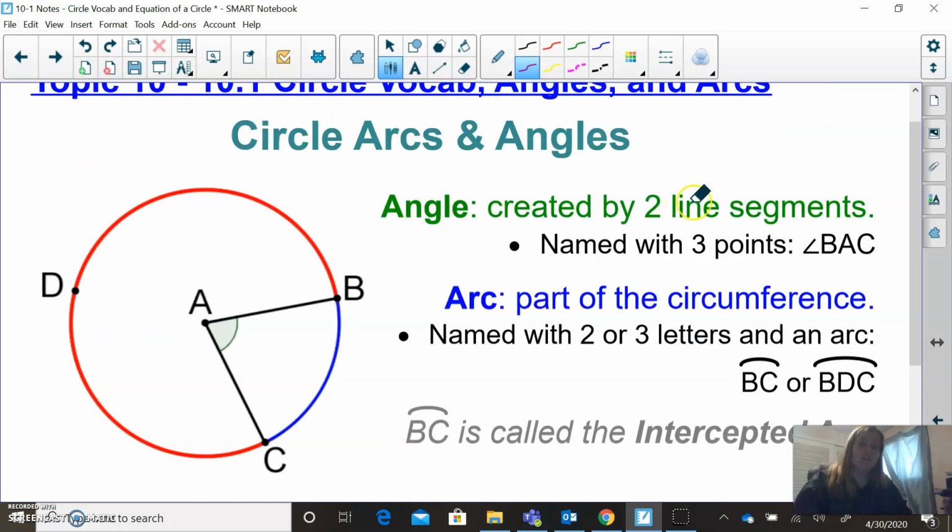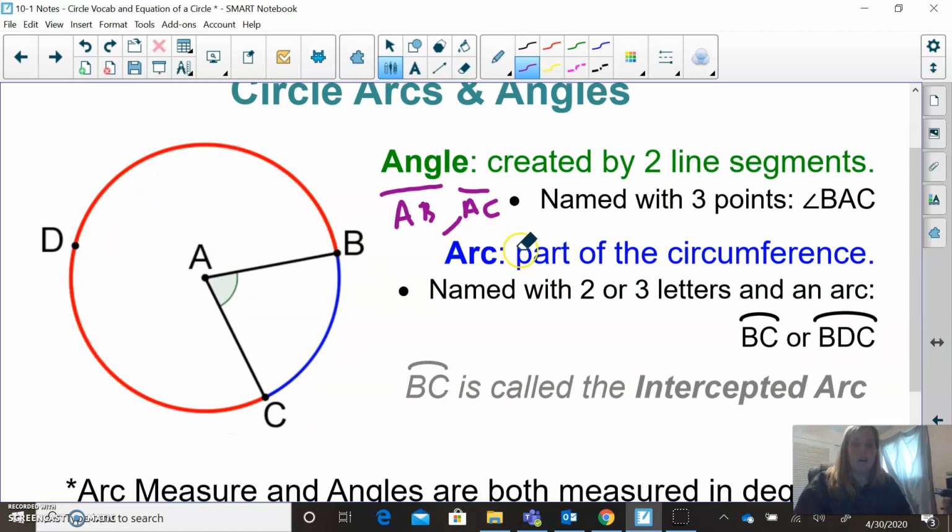So an angle is created by 2 line segments. So we have line segment AB and line segment AC. Named with the 3 points, angle BAC. Remember, the vertex is always the middle letter. So we've got line AB and line segment AC that create angle BAC.